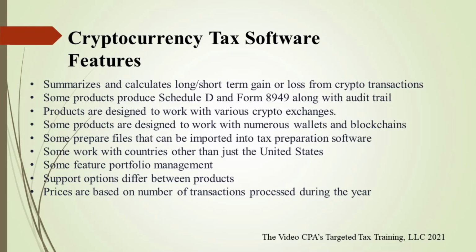And the prices are based on the number of transactions that you actually do during the year, and that it actually processes. For example, for $50 a year, you might get 250 transactions that it'll process. If you go over 250, well, then it might be $80 a year. So that's the kind of thing we're talking about, and I'll show you that a little later on.